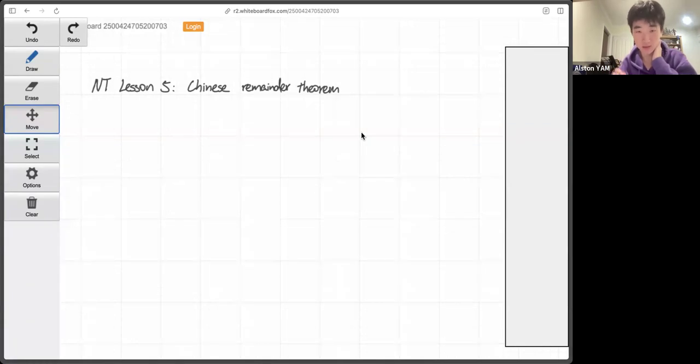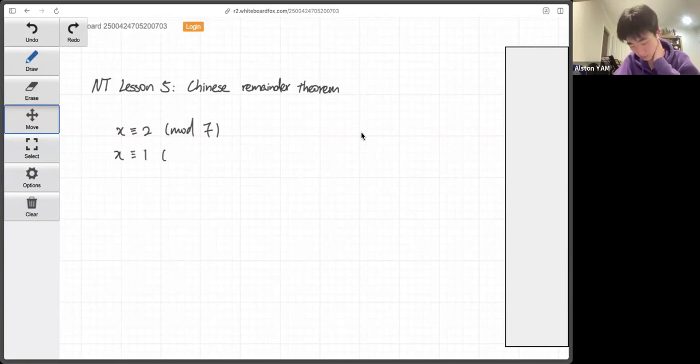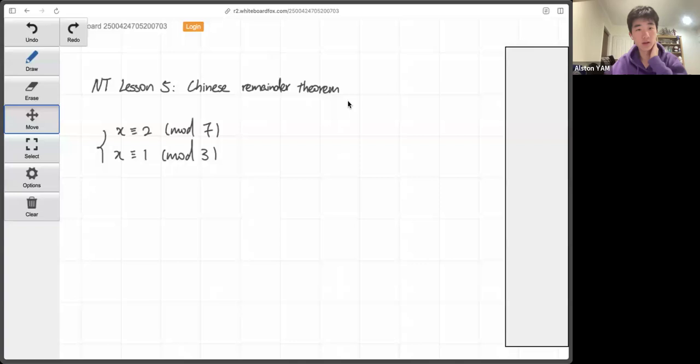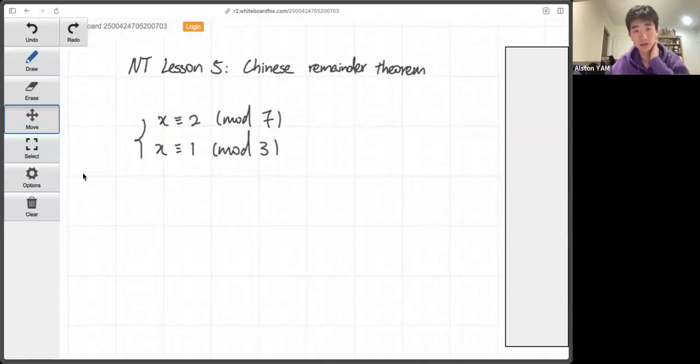If we have a look at this series of congruences, x is congruent to 2 mod 7, and also x is congruent to 1 mod 3, right? If we have a look at these two congruences, and we want to try to find values of x that satisfy both of them, once we get more used to these kinds of things, it will lead on to the theorem very nicely. Okay, so let's have a look at this one first.